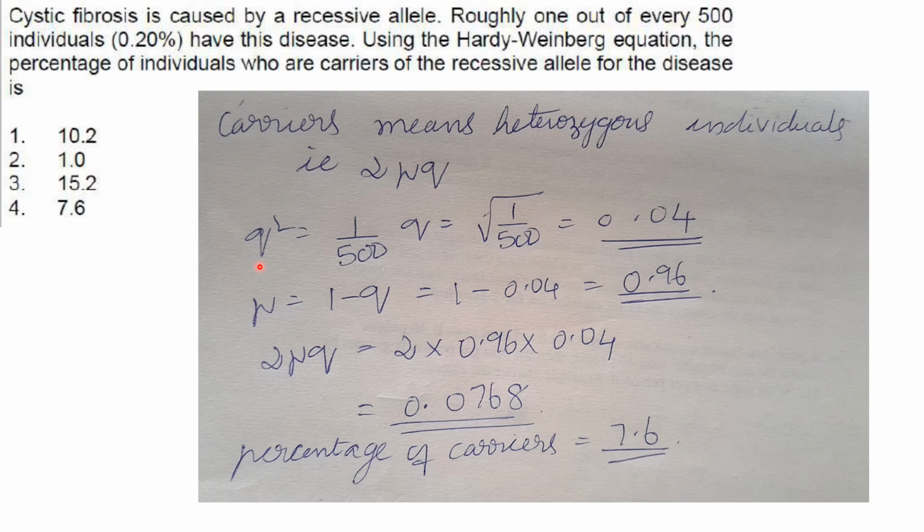So q square they have given 1 by 500, q is equal to 0.04. P is 1 minus q, that is 0.96. 2pq you have to find. 2 into 0.96 into 0.04 will give you percentage of carriers as 7.6. Answer is option D.